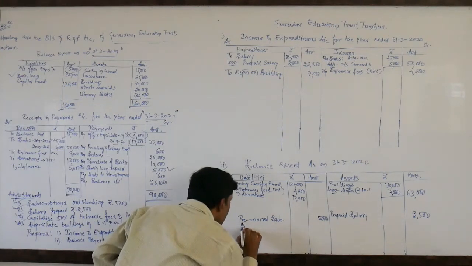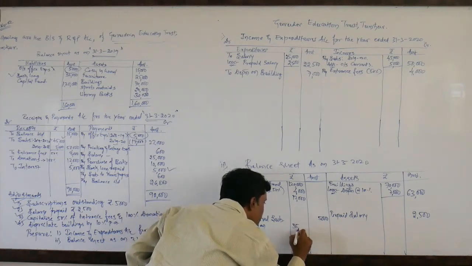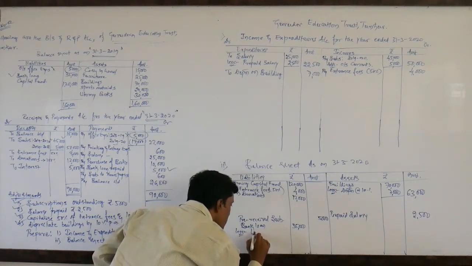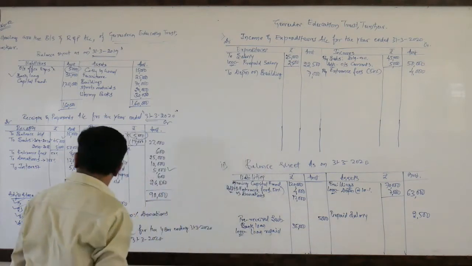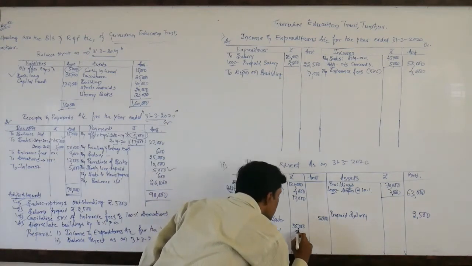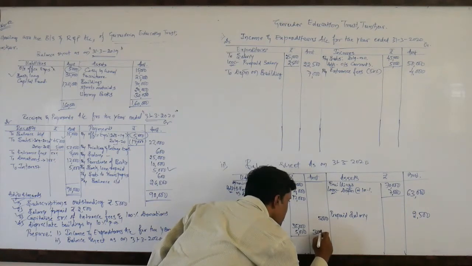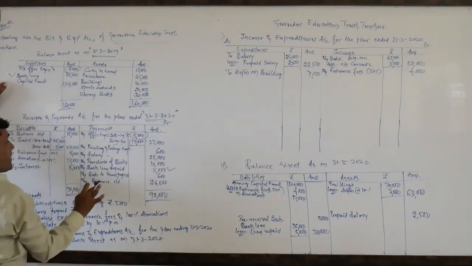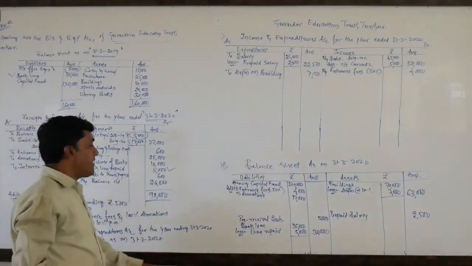See here, bank loan 35,000, less loan repaid of rupees 5,000. The bank loan payable amount remained only 30,000. This bank loan and repaid bank loan, these two are linked, not an adjustment. That is the reason I have written it only once.